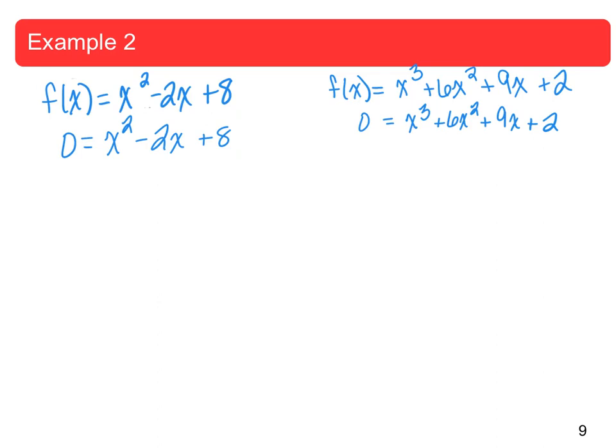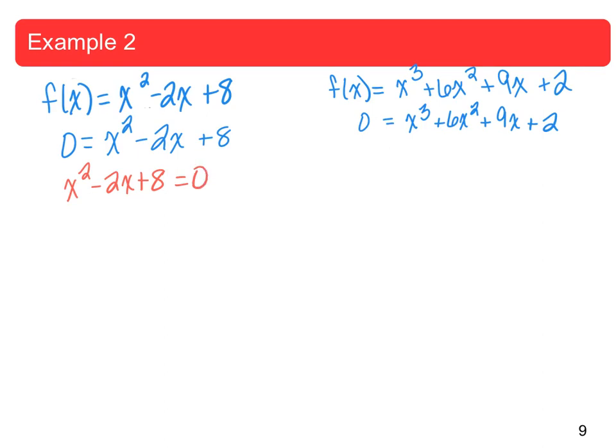Okay, so we have to do either completing the square or the quadratic formula. Now, I'm going to do completing the square on this because it makes a nice, pretty completing the square. And on the next one, I'll do quadratic formula. You would get the same answer regardless of what you picked. So I'm going to rewrite this as x squared minus 2x plus 8 equals 0.